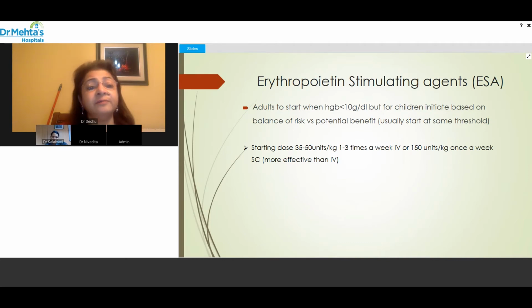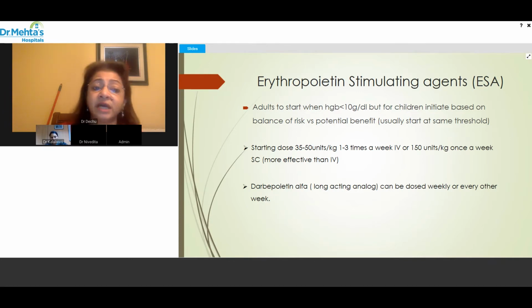which is more effective than IV. There is a long-acting analog called darbepoetin alpha, and that can be dosed weekly or every other week. We've used it in children. There have been studies that show very comparable hemoglobin levels to erythropoietin alpha as well. The only enhanced side effect of darbepoetin that has been reported is increased pain at the injection site, and so we've overcome that by using some lidocaine cream and such in order to be able to give these injections to the kid, and it's very well tolerated.